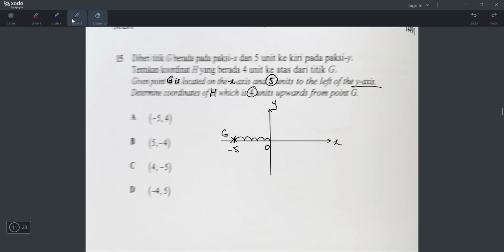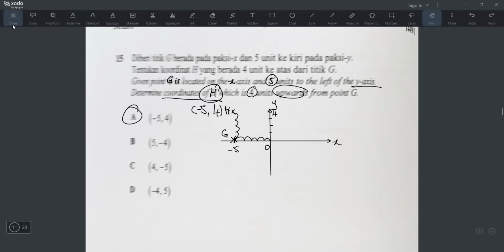Okay, determine the coordinates of H, which is 4 units upward from G. So I have to go here and move up 4 units for the point H. So let's move up 1, 2, 3, 4. So this is your point H. And since you move up 4 units, it will be 1, 2, 3, 4 here. So what is the coordinate of H? The x coordinate of point H would definitely be -5, and then the y coordinate would be 4. So the answer is A. Yeah, this is quite easy.